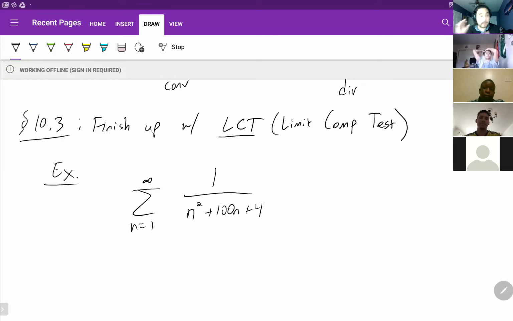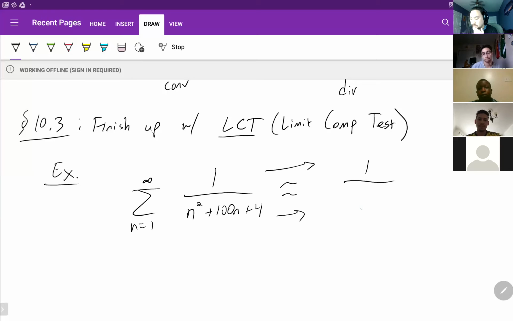Okay, so you just said a lot of information there. So yes, we want to use the direct comparison test. We want to try to make a direct comparison, right? And it looks like you're saying this resembles, well, the top is 1 and the bottom resembles n squared. Why isn't it n squared plus n? Why didn't we do this? Doesn't that resemble more? I mean, I guess, but I thought since n squared was bigger.